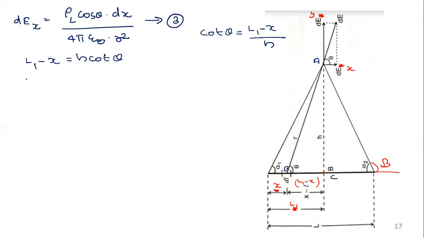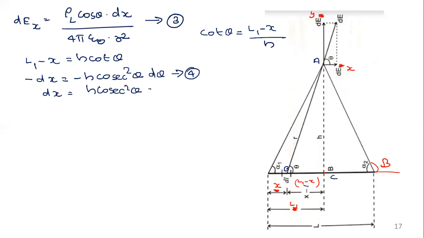Then we will take the differential. So minus dx is equal to minus h, because the differential of cot theta is minus cosec square theta d theta. So that means dx is equal to h cosec square theta d theta. That is our equation 4. Okay.